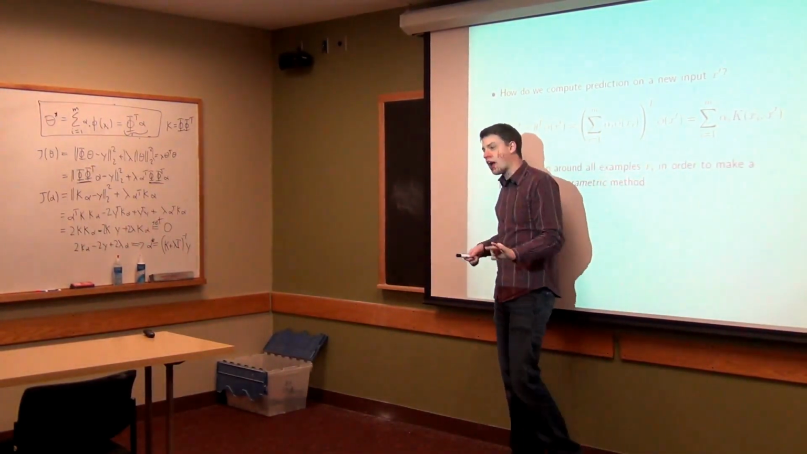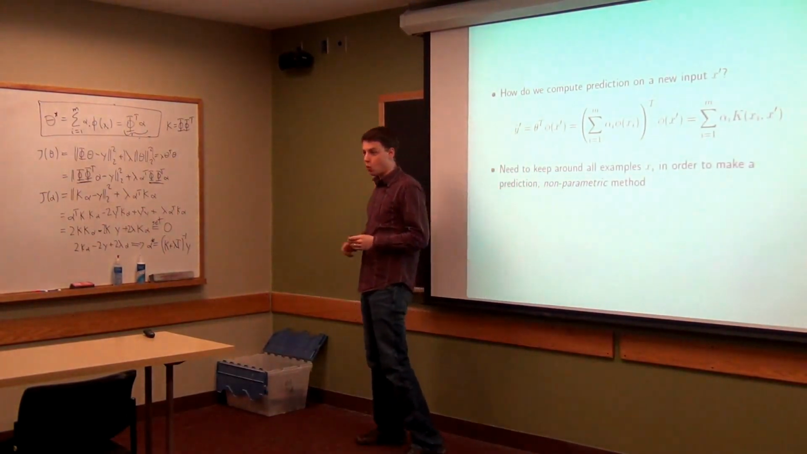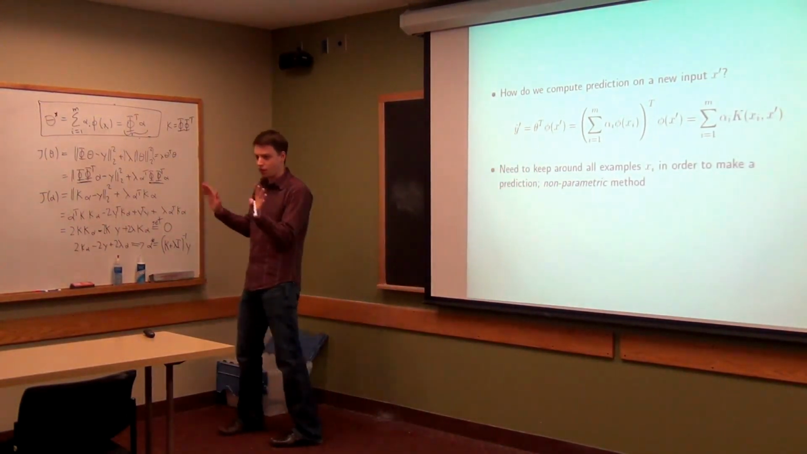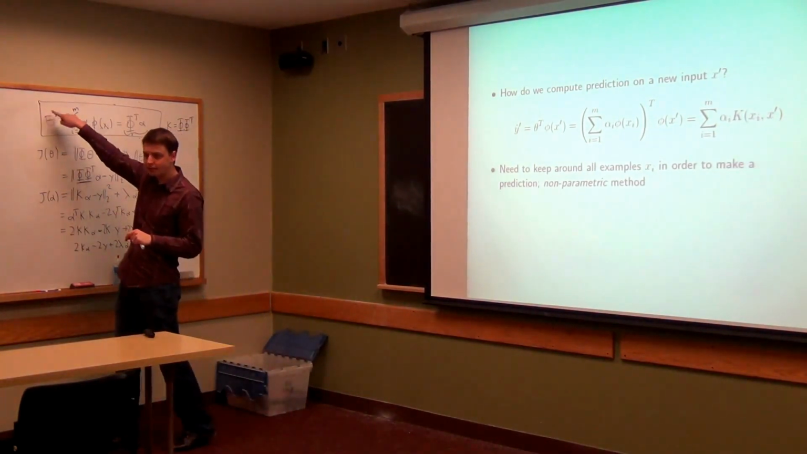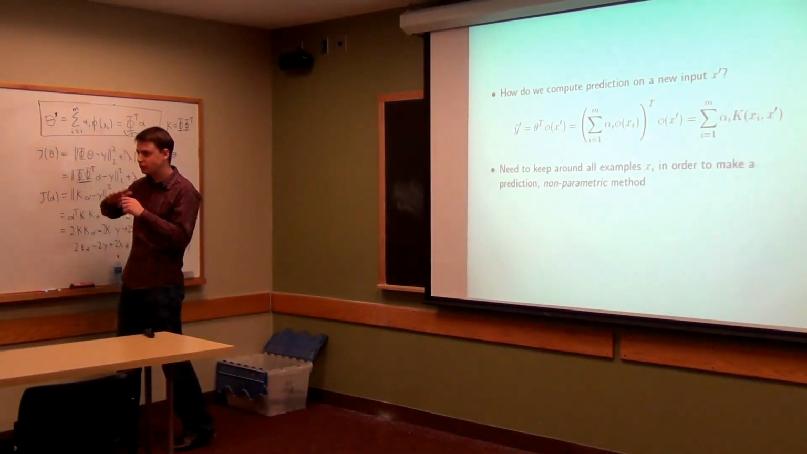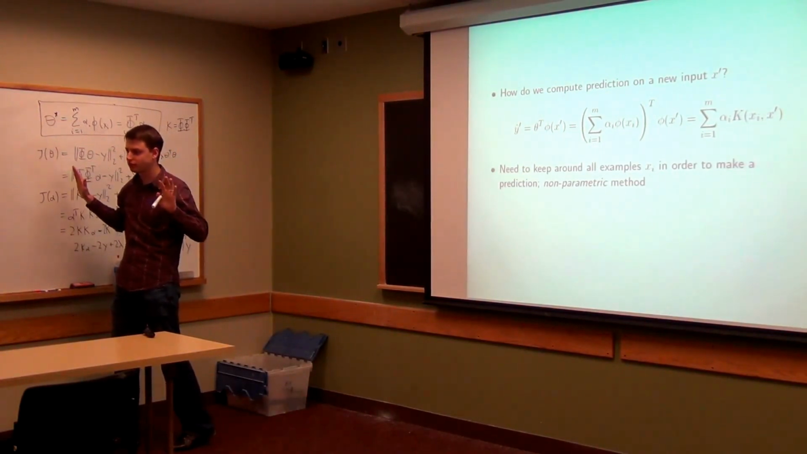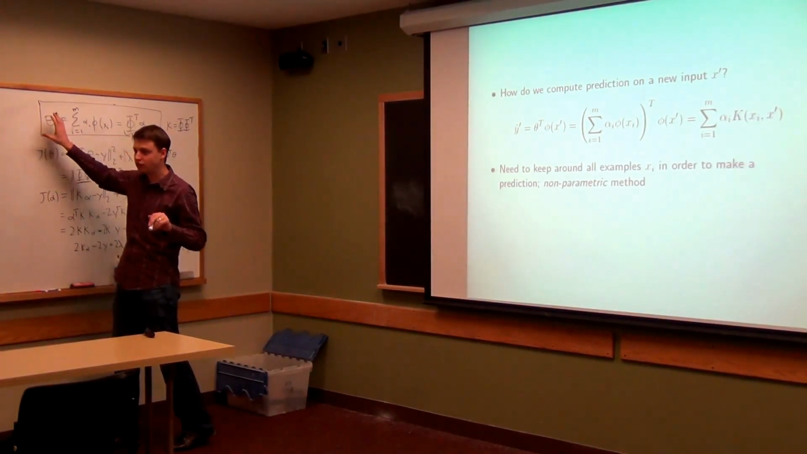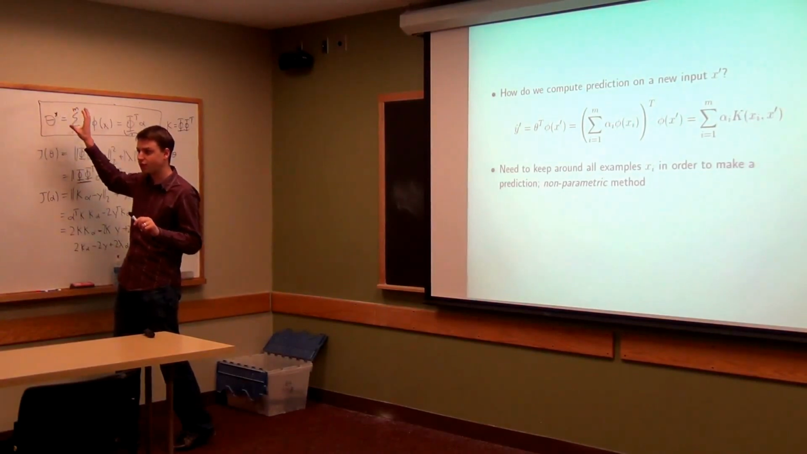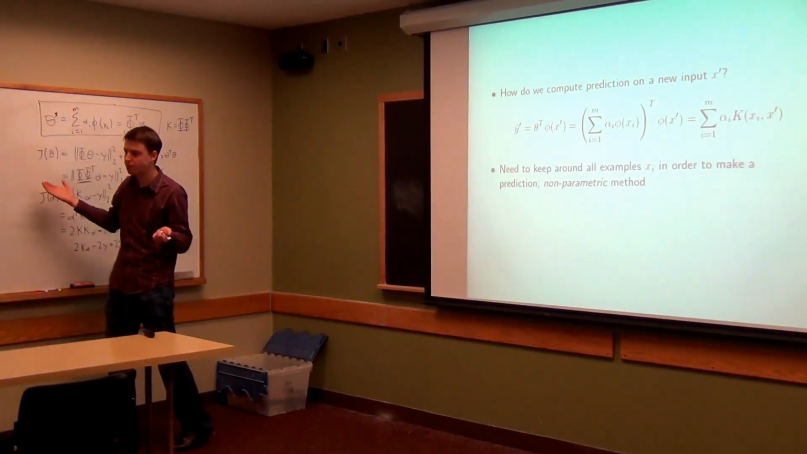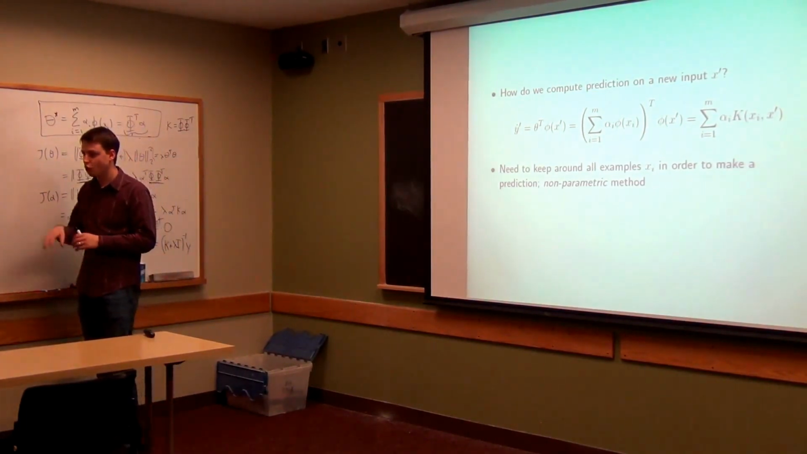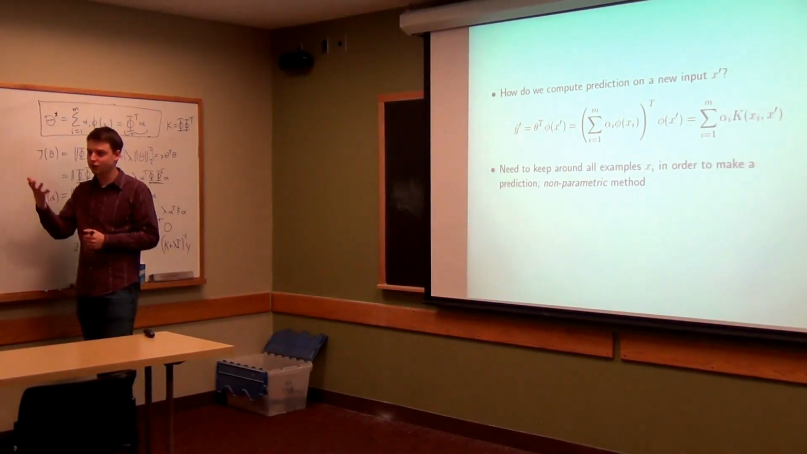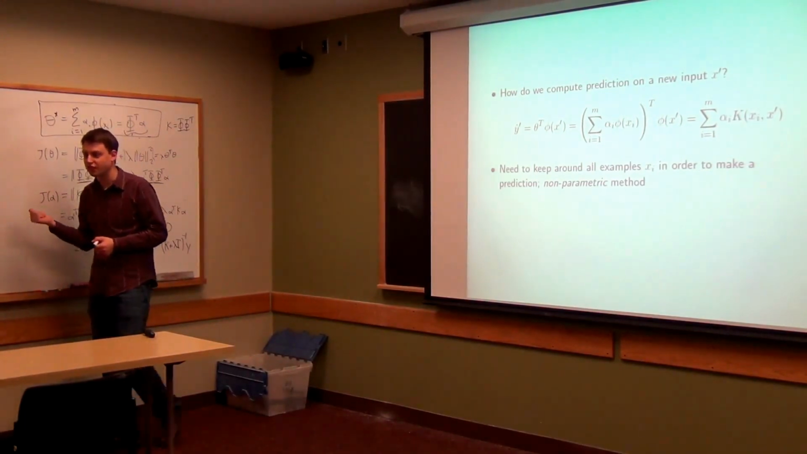This is in contrast to linear regression. One nice thing about linear regression, in the standard form, is that once we had theta, we didn't care about keeping our examples around. To compute a prediction, the prediction is just theta transpose phi of x prime. So we could just throw away all our data. It wouldn't matter anymore. The only thing that matters about the data is how it creates the resulting theta.